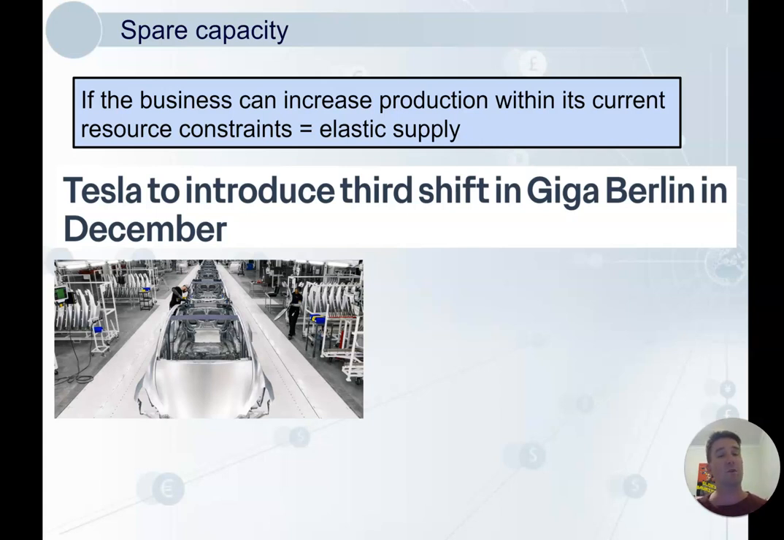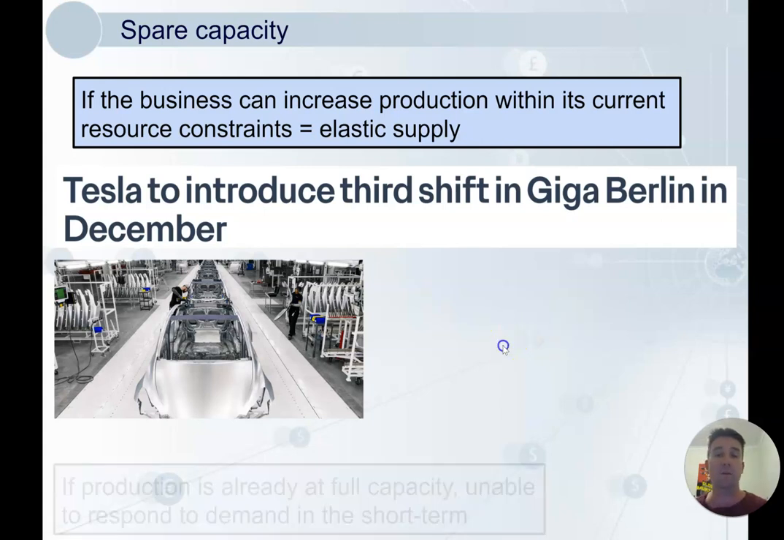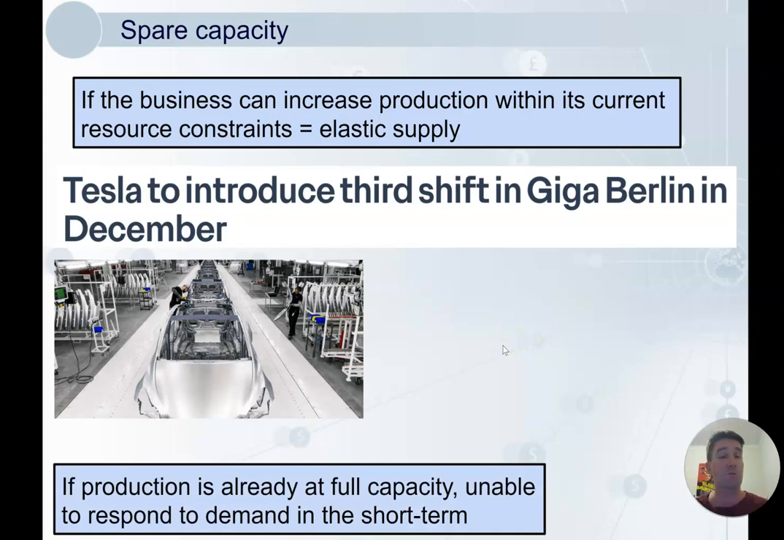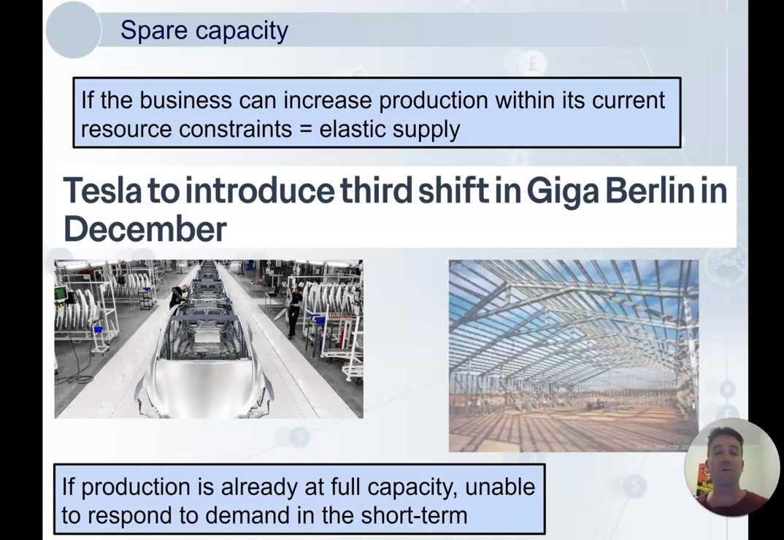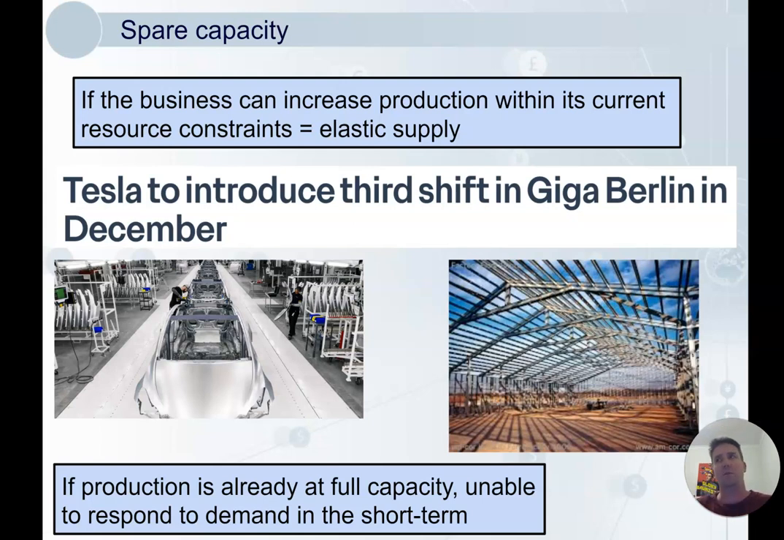It wasn't too costly. All they needed was the extra resources, so the extra raw materials, I guess, and the labor. Whereas compare that to if the production was already at full capacity, they wouldn't be able to respond. They would have to build an entire new factory, which could take months, a year, for example. They wouldn't be able to respond. We would have inelastic supply.